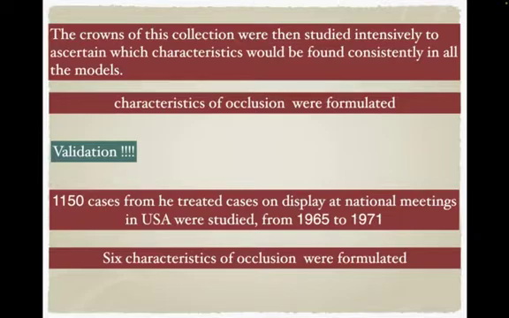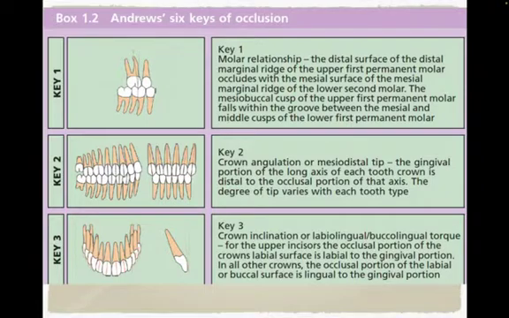It was not there all the time. But generally speaking, we aim to have these 6 keys of normal occlusion whenever we treat our patients. So what are these characteristics? The first one is the molar relationship. He came up with Andrews class 1. He said the distal surface of the distal marginal ridge of the upper first permanent molar should occlude with the mesial surface of the mesial marginal ridge.